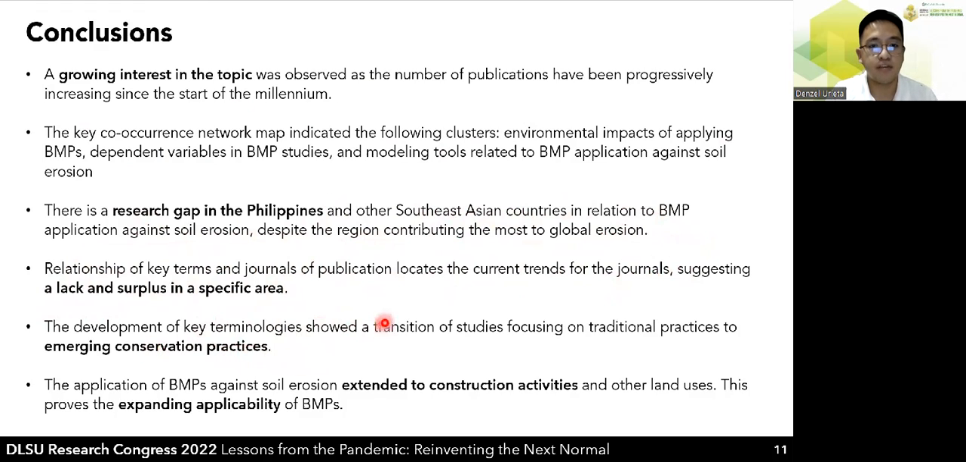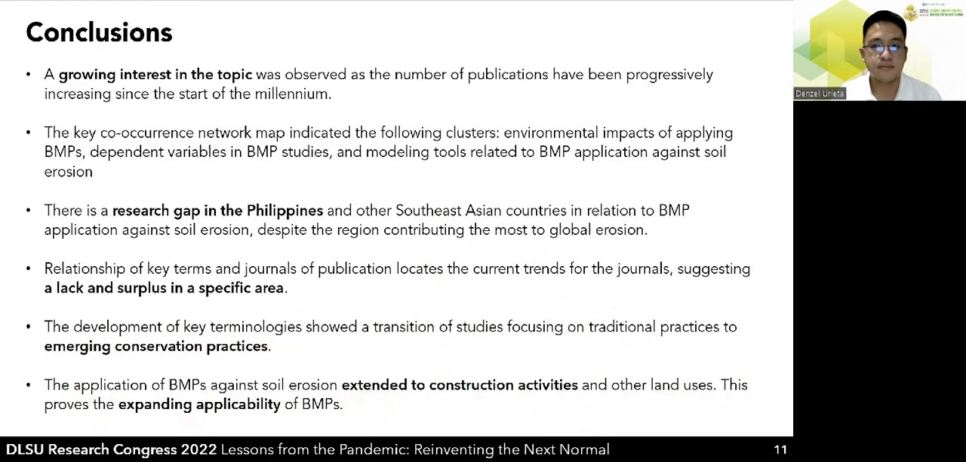Next, the development of key terminologies showed a transition of studies focusing on traditional practices to emerging conservation practices, as cited from the transition of conservation tillage to other particular types of practices. And next, the application of BMPs against soil erosion extended to construction activities and other land uses. This proves the expanding applicability of BMPs, not just focusing previously on agricultural sites, but also perhaps urban areas.